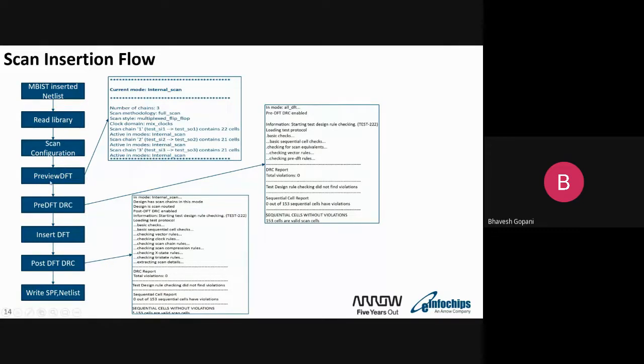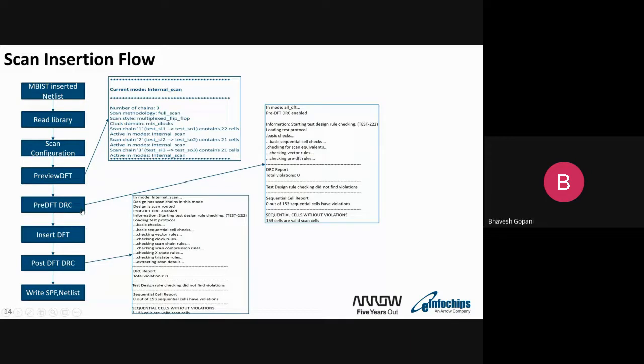Once preview DFT is done, the next stage is the pre-DFT DRC check. Here the tool will check clocks, reset paths, sequential elements, how many non-scan flops there are, whether there are any tri-state rules, X rules, rules related to X propagation. Is there any violation? It can print it in the pre-DFT DRC checks. Some of the DFT DRCs we must fix, and some we can eliminate, or we can go forward with those also.